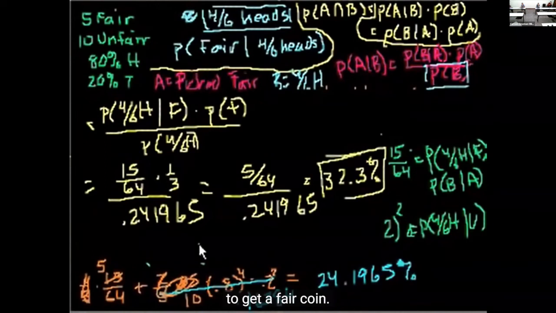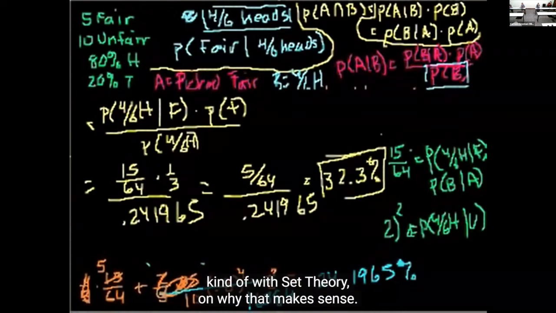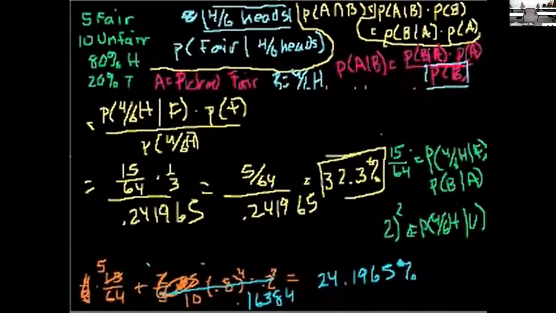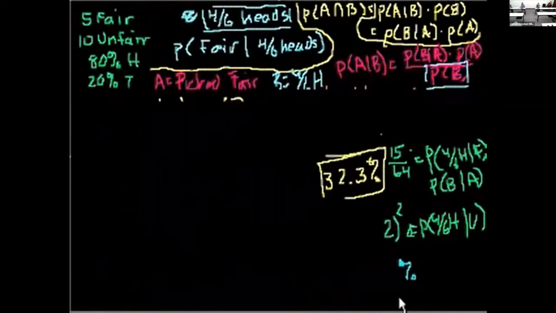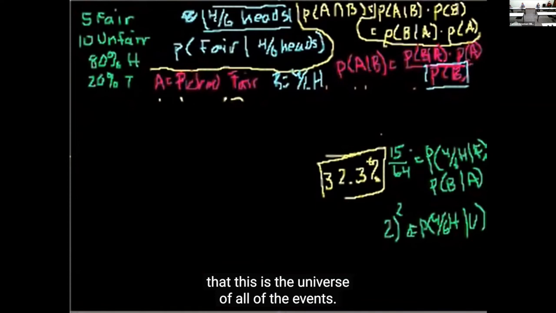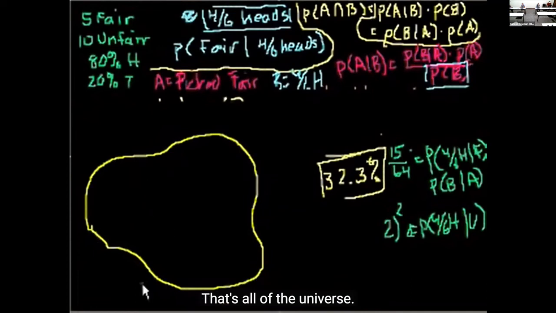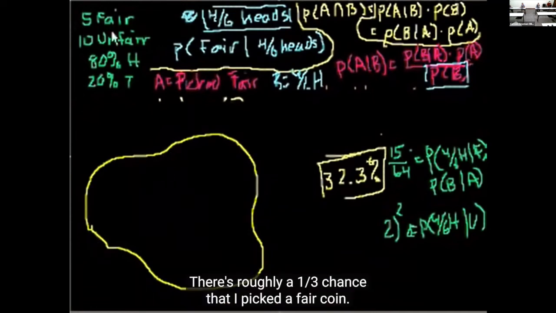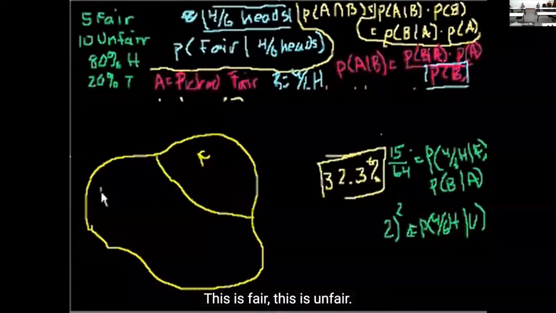I will actually, let me give you a bit of an intuition visually, kind of set theory, on why that makes sense. If we go back to Bayes' theorem, let's just say this is the universe of all of the events, right? That's all of the universe. There's roughly a 1/3 chance that I picked a fair coin. So roughly 1/3 of this will be fair. This is fair. This is unfair, right?